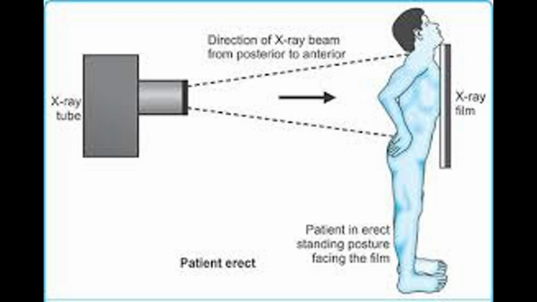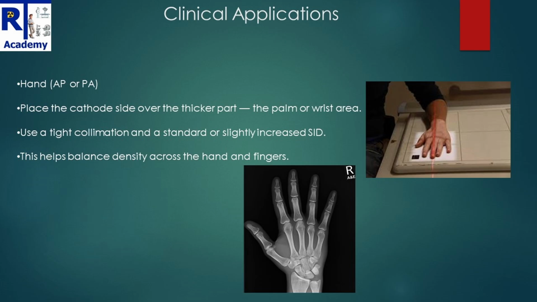1. Hand AP or PA. Place the cathode side over the thicker part, the palm or wrist area. Use a tight collimation and a standard or slightly increased SID. This helps balance density across the hand and fingers.